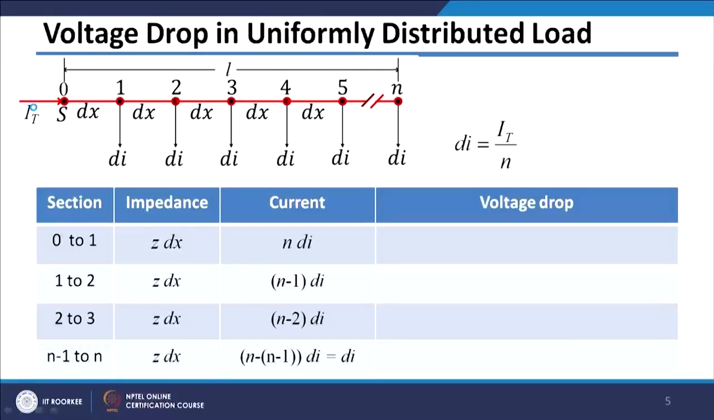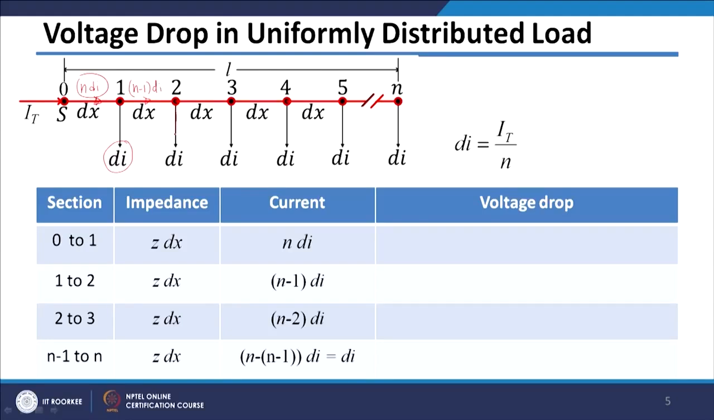First, we will see how we can approximately estimate the value of voltage drops. We can easily find out that in the first section the whole IT current will be flowing. So, total IT current will be flowing in one section, and then in the second section, the total current flowing will be N multiplied by Di. The current which is flowing through this section, one current will get dropped here. So, the current flowing in the second section will be N minus 1 into Di.